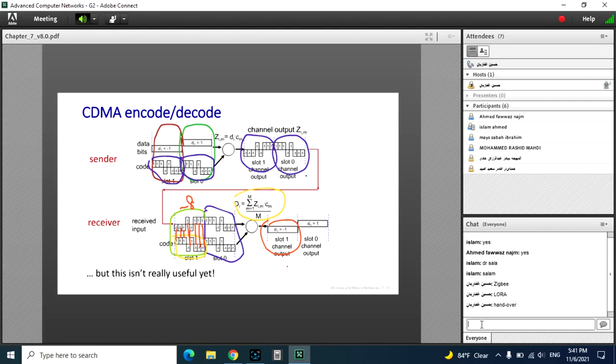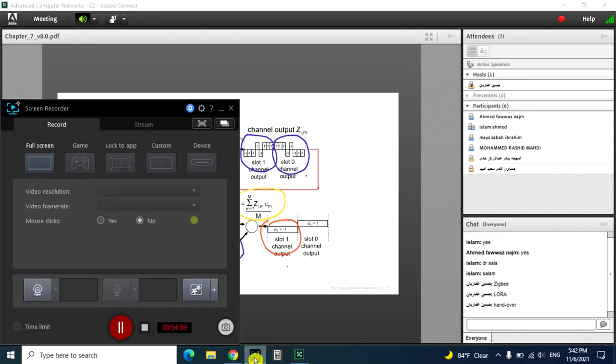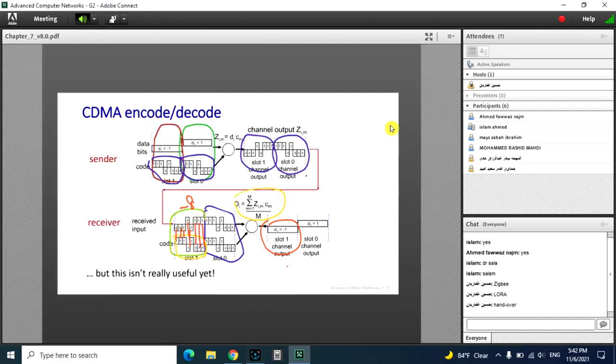But mostly we use this strategy in cell phone networks, in 3G, 4G, maybe in 5G networks. We use this technique, the CDMA technique, in some types of 3G, 4G, or 5G strategies, not in all of them. Just in some of those techniques we use this strategy.